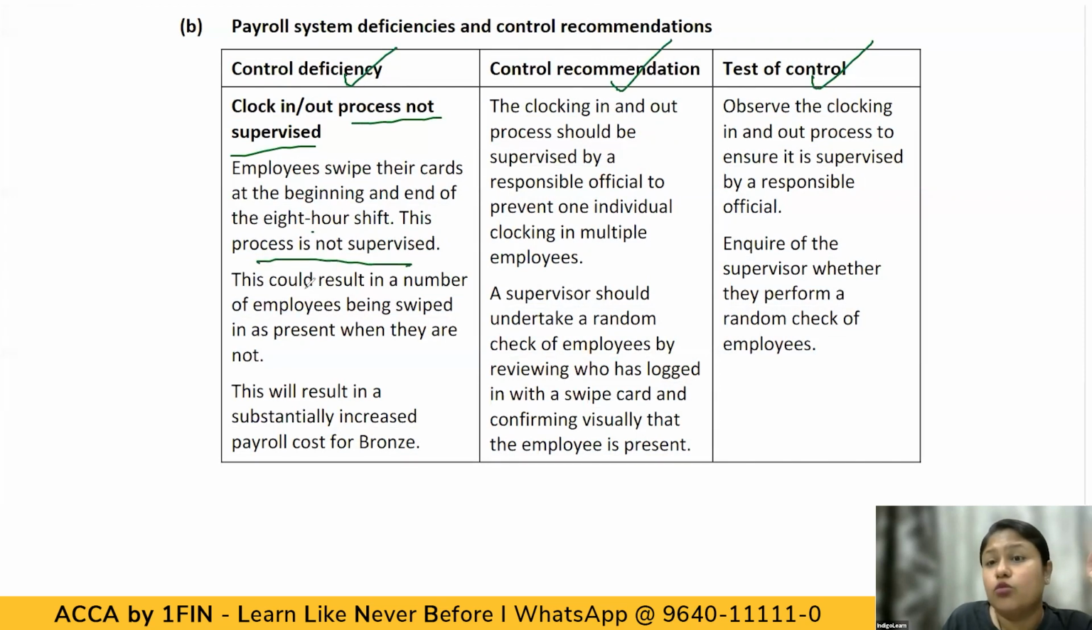But you simply cannot tell what the deficiency is, you should tell what the consequence is. This could result in the number of employees being swiped in as present when they are not. So any person can enter with 2 swipe cards and swipe both and enter. Only one person has entered where swiping has happened for 2, because there has not been any kind of supervision. This will result in a substantial increase in the payroll for Bronze, because they have to pay more salary.